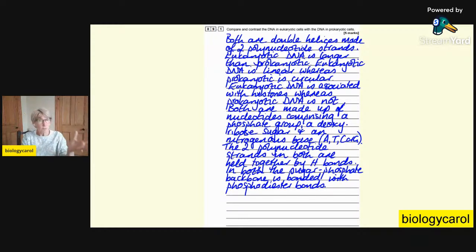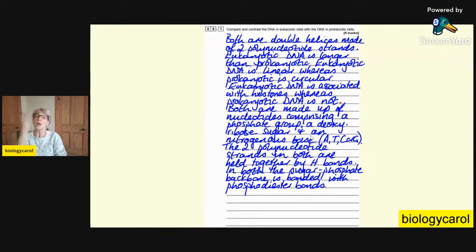Eukaryotic DNA is longer than prokaryotic DNA, way more of it. DNA is linear in eukaryotes, whereas it's circular in prokaryotes. Eukaryotic DNA is associated with histones, whereas it isn't in prokaryotes. And I kind of finished here. I'm going to be honest, I kind of did the full stop here. And then I kind of thought, I can't think of anything else to write. What have I missed out?